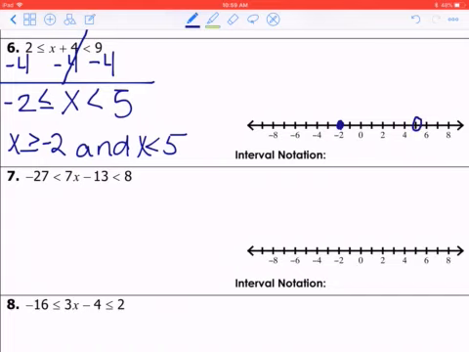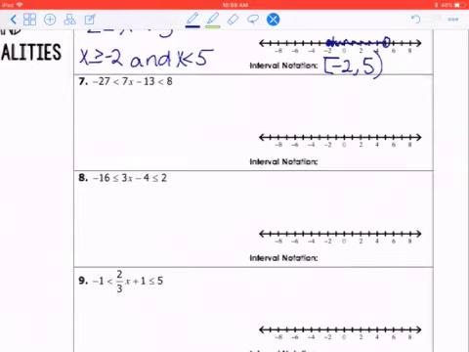And because the 2 arrows are pointed at one another, that is how you know to shade in between. So when you see a compound inequality or it says the word AND, that means you shade in between. My interval notation starts at negative 2, ends at 5, and we would use a parentheses. Okay, let's go ahead and do number 8.